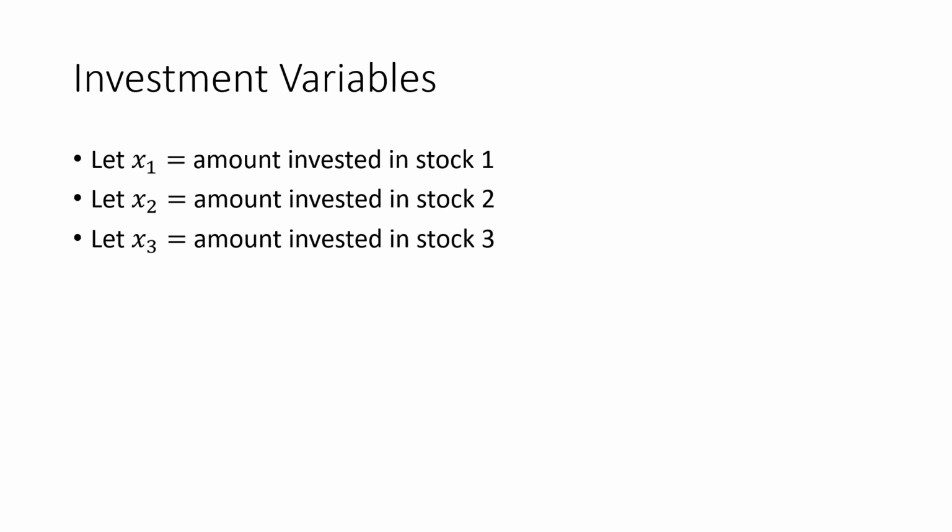What are the things we can control? What are our variables? Again, write down what each of the variables mean. The only thing we can control is the amount of money we put in each stock. So X1, X2, and X3 is the amount we invest in each of these stocks.